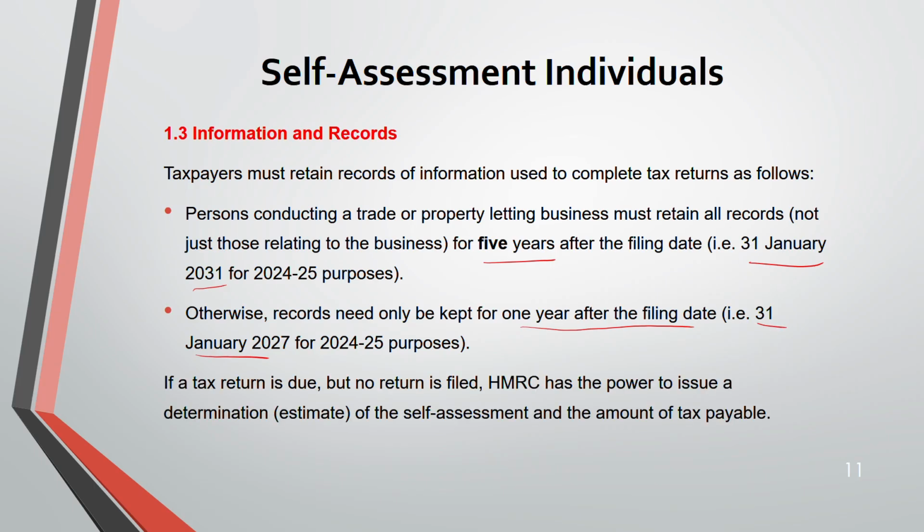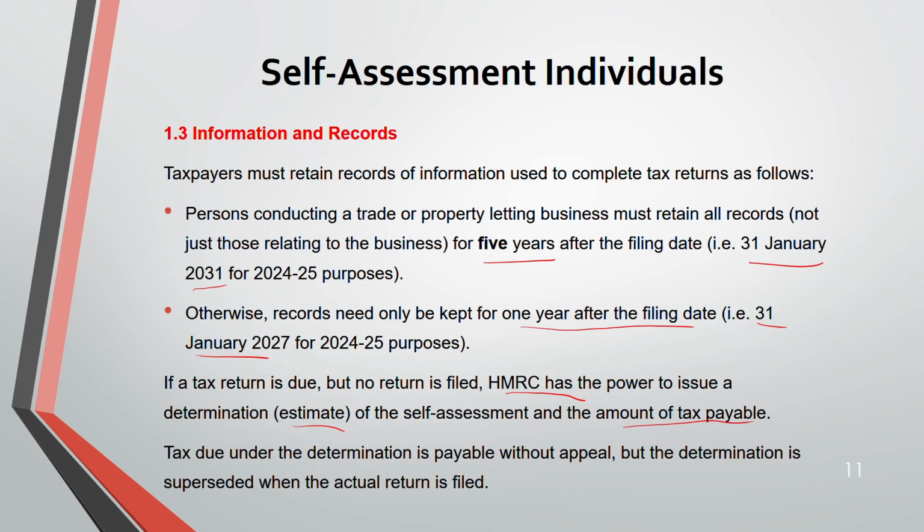If the tax return is due but no return is filed, your return is due but you are not filing it, HMRC has the power to issue a determination. That means they can estimate the self-assessment and the amount of the tax payable. HMRC can do this. So tax due under the determination is payable without appeal. Once it is done by HMRC, you have to pay that tax. It is payable. But the determination is superseded when the actual return is filed. If you are giving the actual return, remember the actual return will take power over the determination.